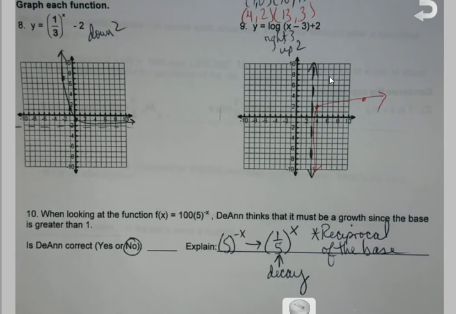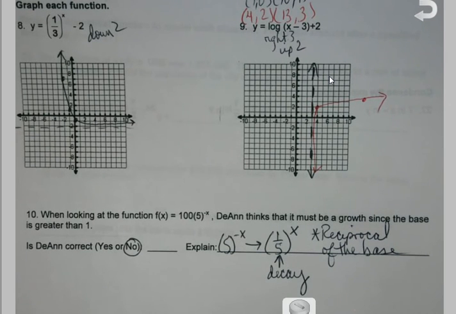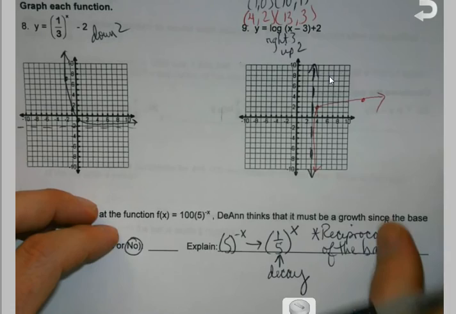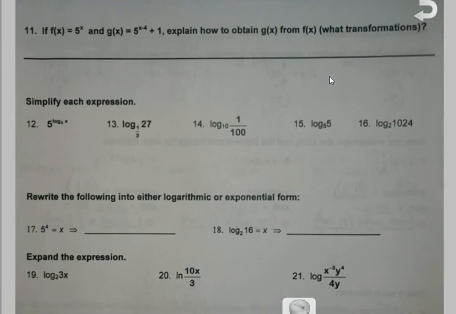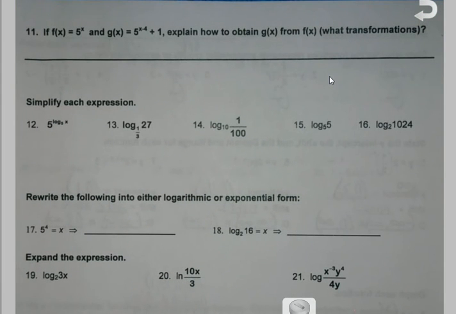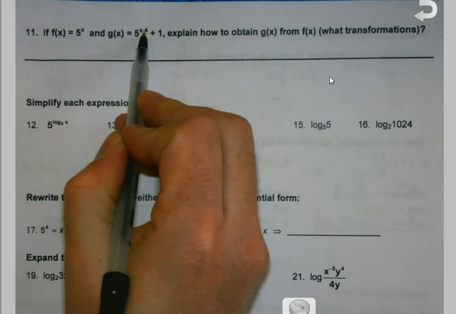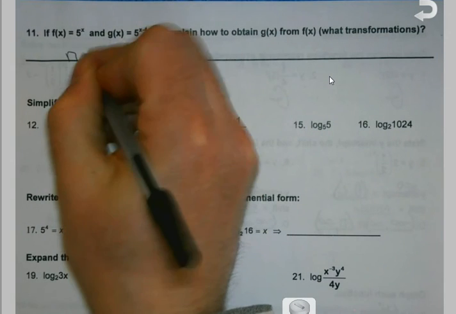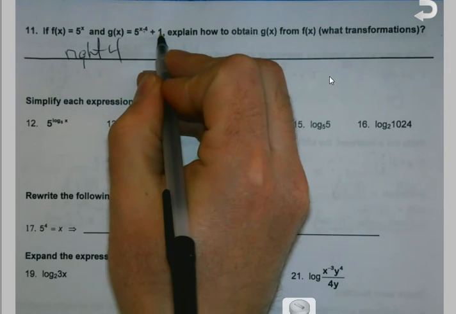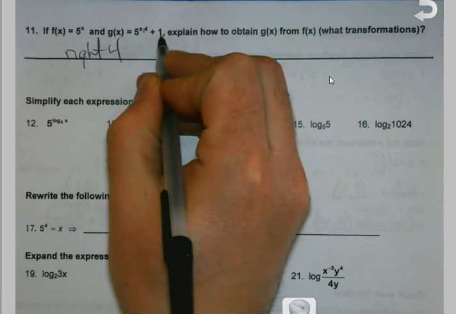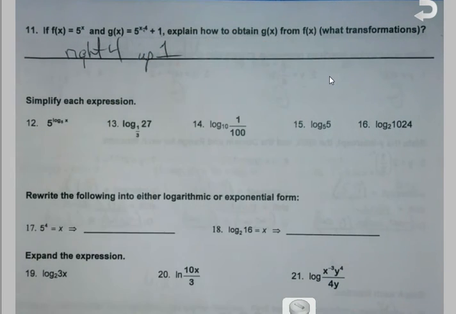So again, lots of little detail stuff, but a lot of this should look familiar since we've been doing this exact same stuff for like ever now. Explain how to obtain g of x from f of x. What transformations? What shifts? Right, left shift, opposite of what I would think. Right 4. Number on the end, whether it's a log or an exponent, is always my up or down. Up 1.